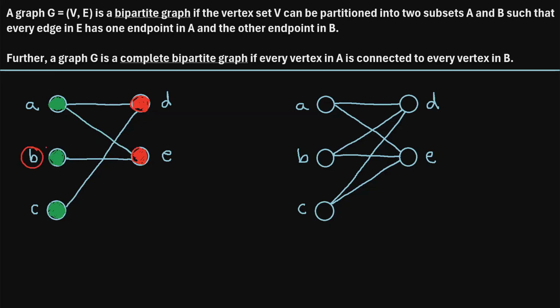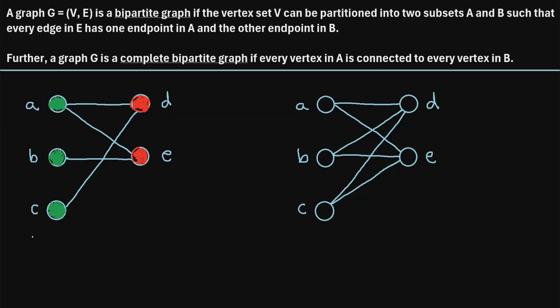Now if we consider vertex B, it is only adjacent to vertex E. So it just means that B and E need to have different colors, which they do. And then lastly, if we consider vertex C, every vertex that C touches, in this case it's only one vertex, it needs to be a different color, which we can see C and D are different colors. So because we were able to color the vertices of this graph in this way, such that no two adjacent vertices have the same color, it means that this is a bipartite graph.